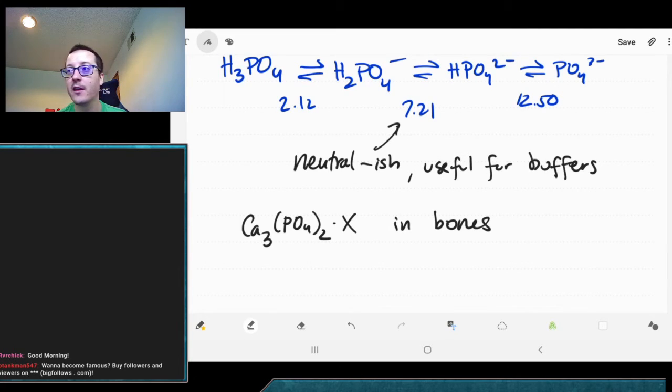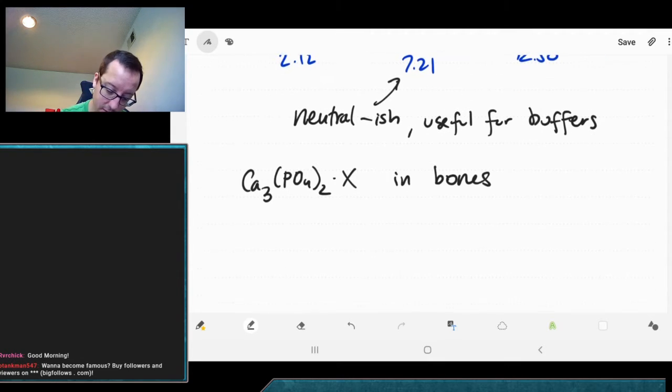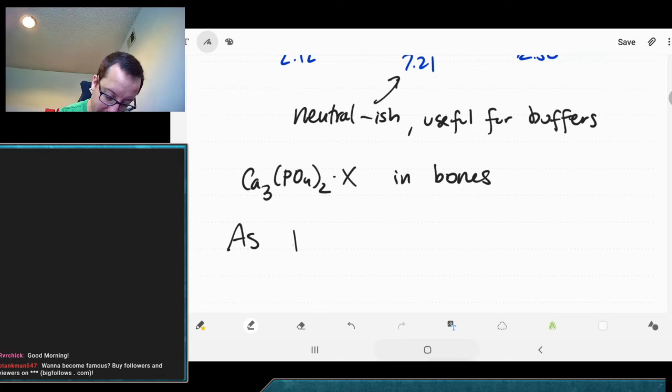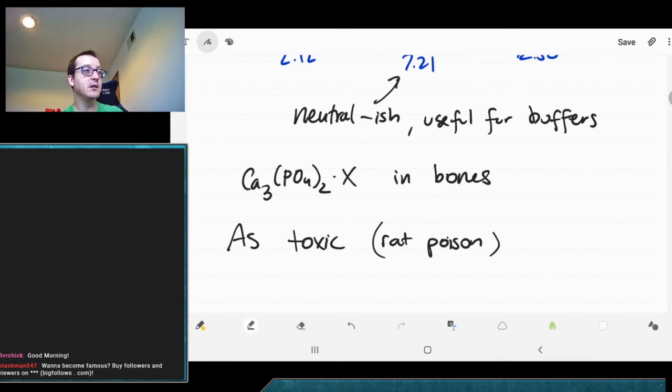So cool. That's phosphorus. Let's see, what else do we have in this group? We have arsenic, which is nice and toxic. It's rat poison. Historically, a very good way to kill your friends and inherit their money. Very common way to do that.